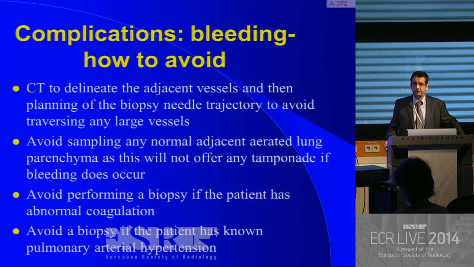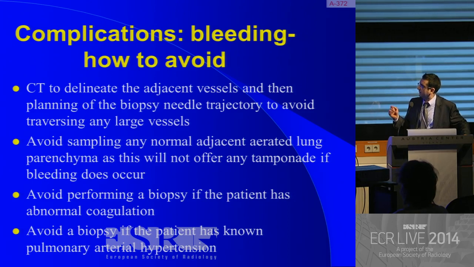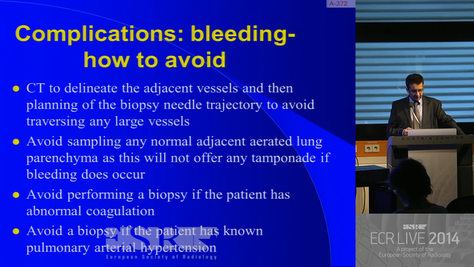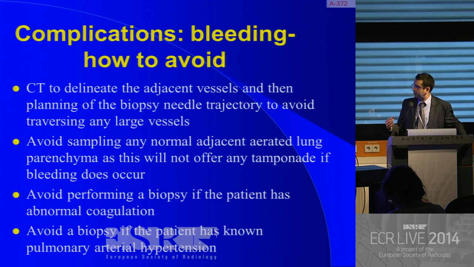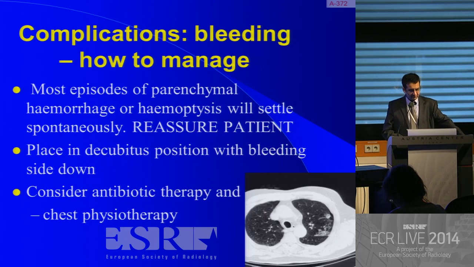How we can avoid bleeding, CT again will help us. You can delineate the adjacent vessels, plan the trajectory so that you avoid crossing any large vessels. You avoid sampling normal lung whenever you can, so you adjust the throw of your needle. If it's a 2-centimeter throw and the lesion is small, then throw with a 1-centimeter. Avoid performing biopsies with any abnormal coagulation. And if there's known pulmonary arterial hypertension, consider avoiding the biopsy.